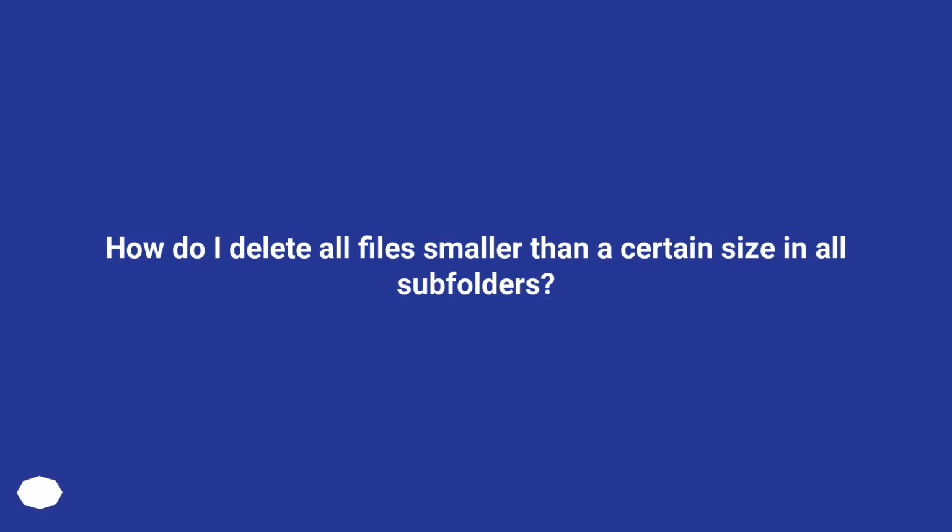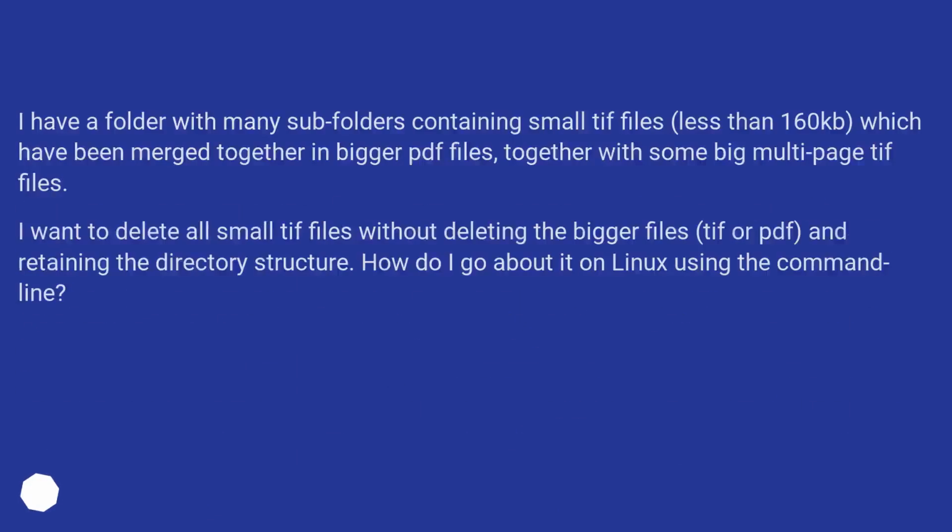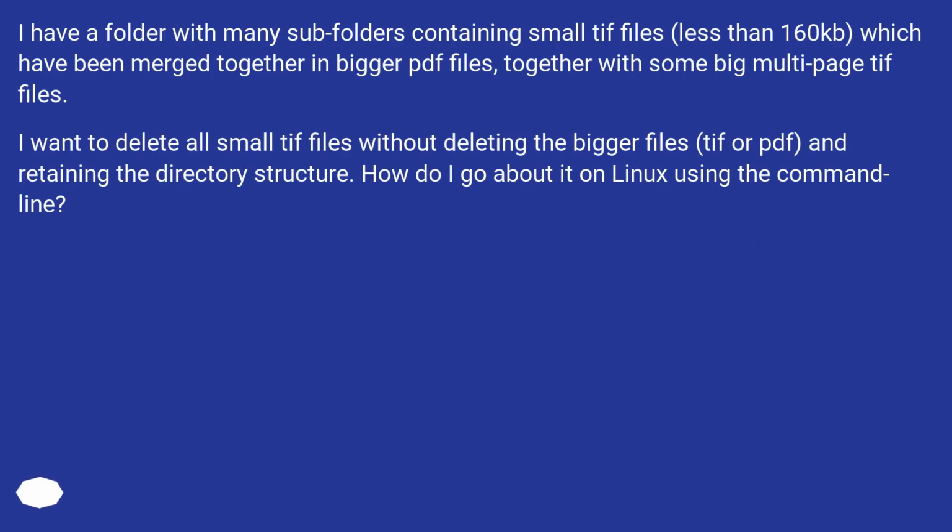How do I delete all files smaller than a certain size in all subfolders? I have a folder with many subfolders containing small TIFF files, less than 160 kilobits, which have been merged together in bigger PDF files, together with some big multi-page TIFF files. I want to delete all small TIFF files without deleting the bigger files, TIFF or PDF, and retaining the directory structure. How do I go about it on Linux using the command line?